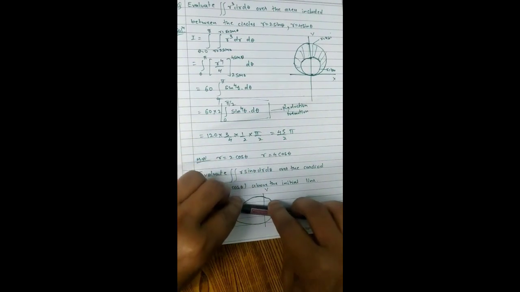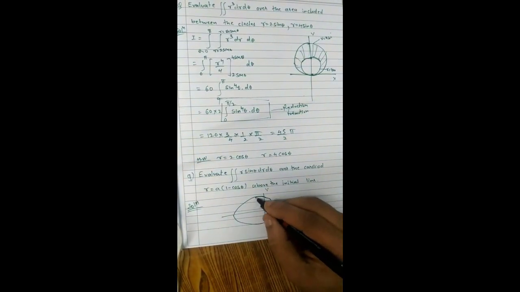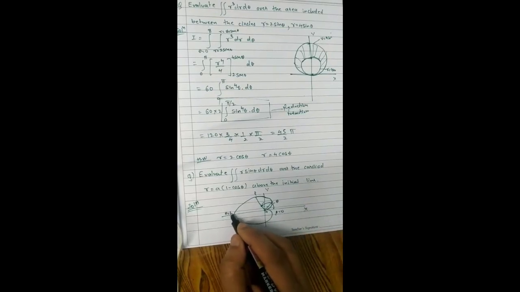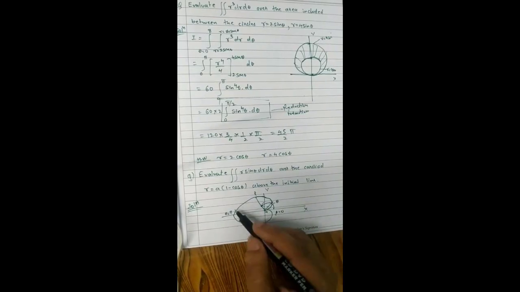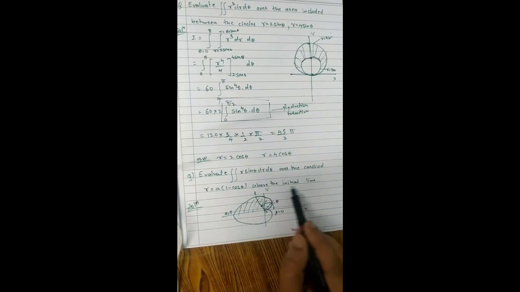Yes. So what is happening to theta? All the points will be here, any point, and my theta is from this side. Theta will always be from 0 to pi. Why till pi? Because it is given above the initial line, right?